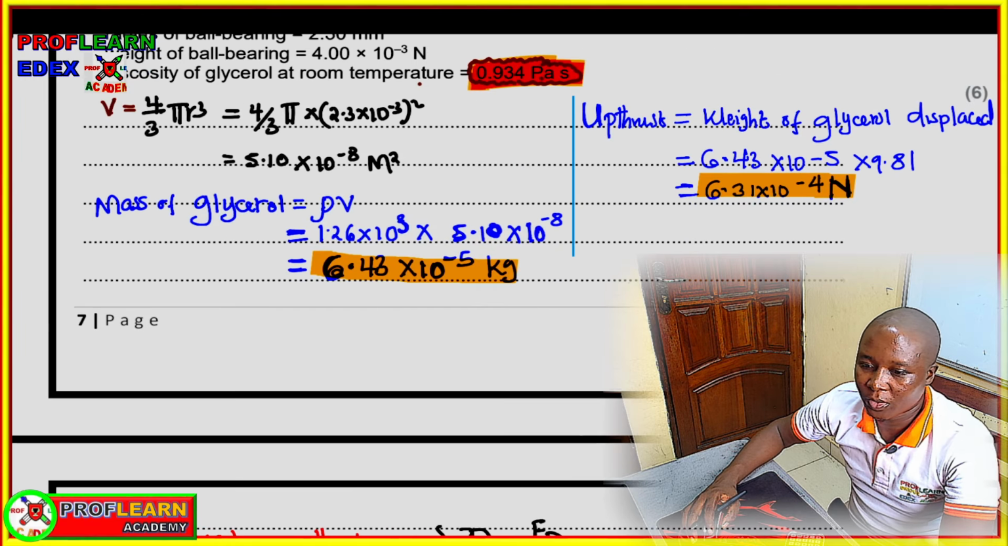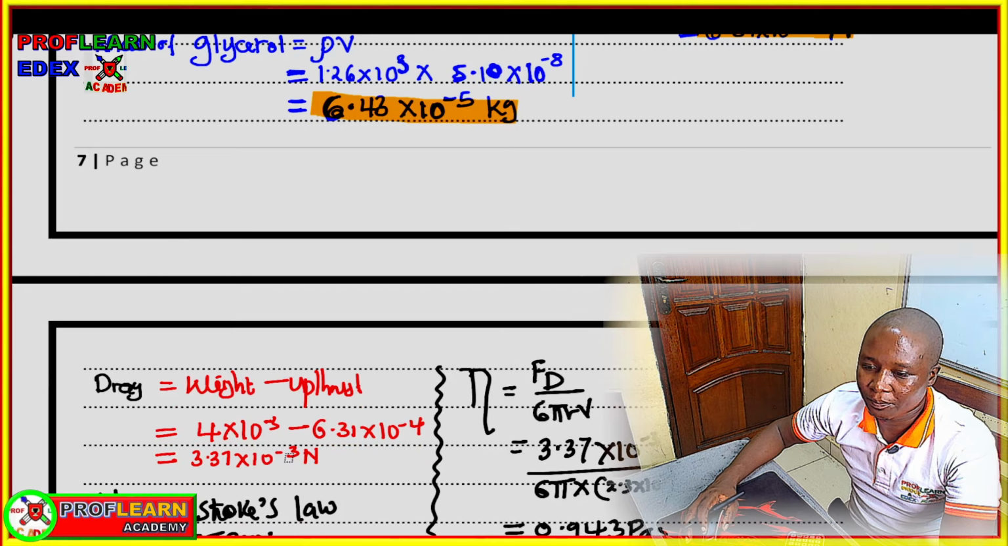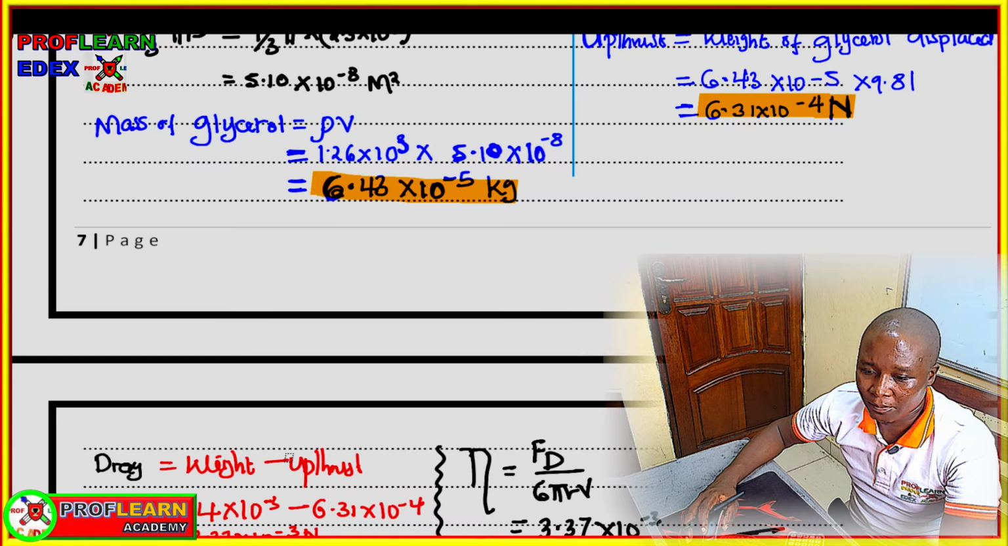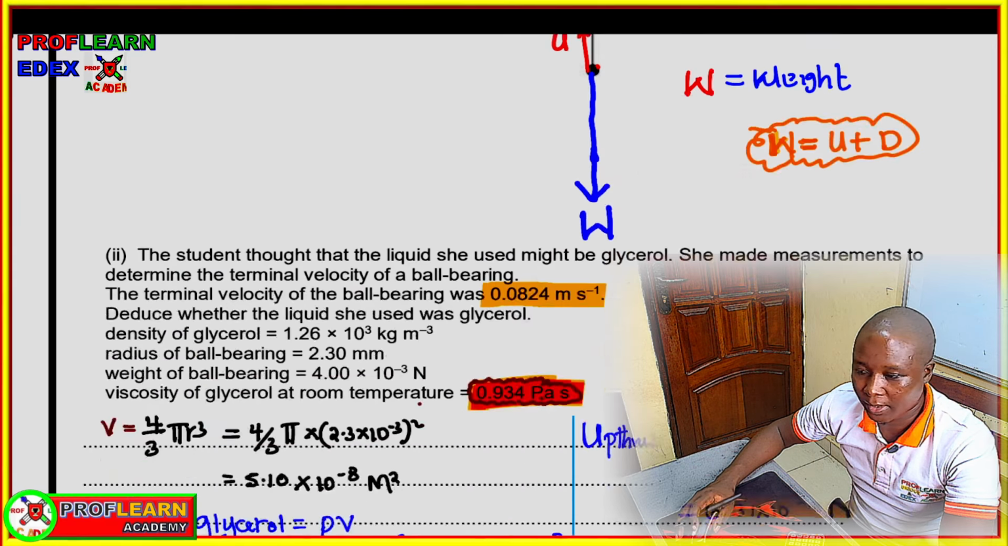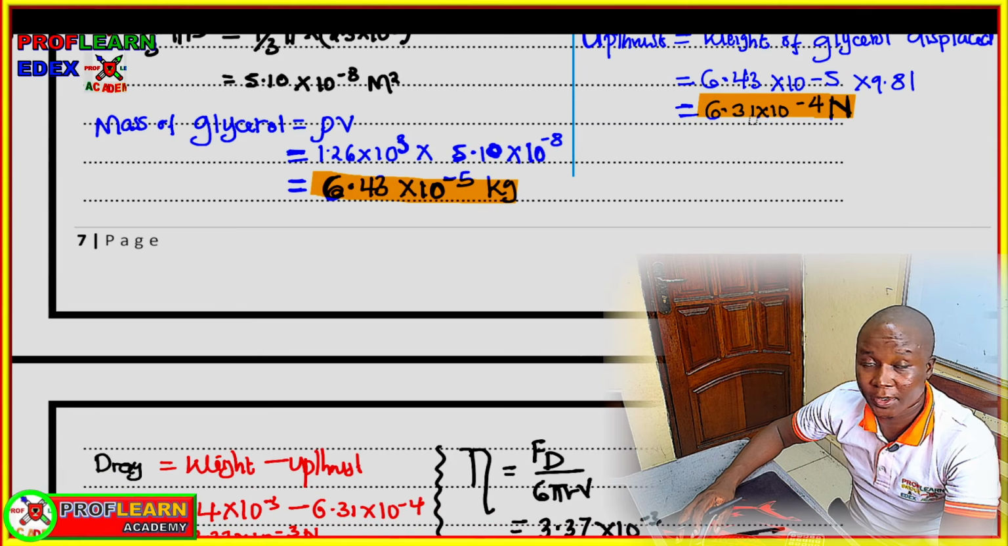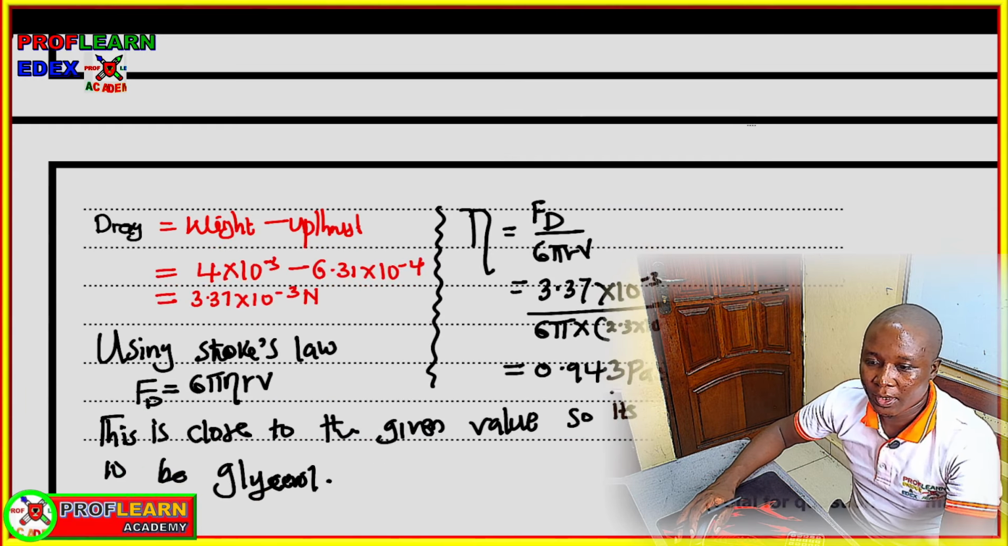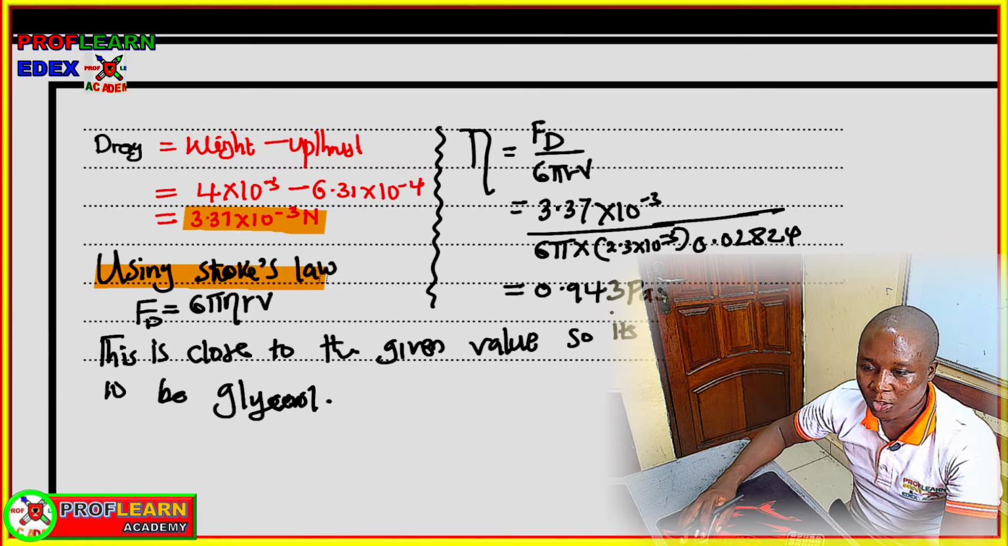Now once we have gotten this, we shall go ahead to calculate drag, because we had said here that weight is equal to upthrust plus drag. So drag is going to be equal to weight minus upthrust, and upthrust we have gotten here. So we shall do the subtraction, and we shall get drag is equivalent to this.